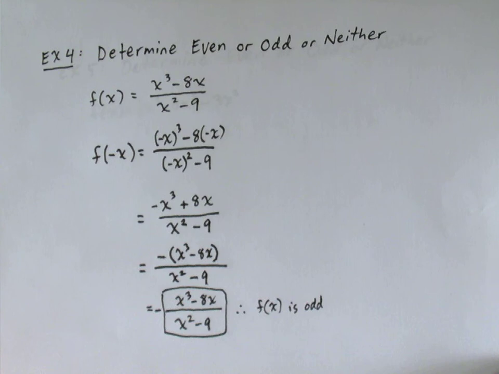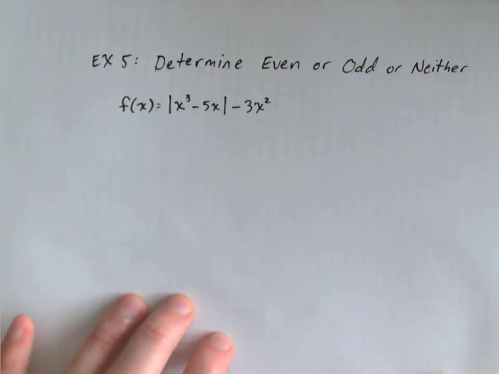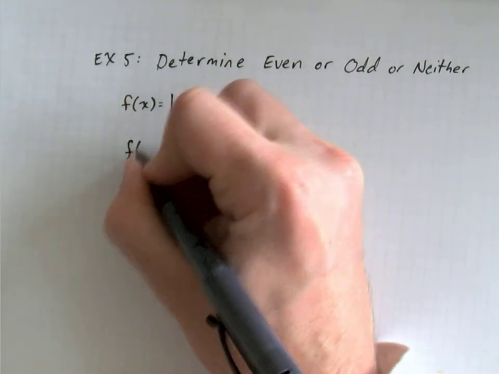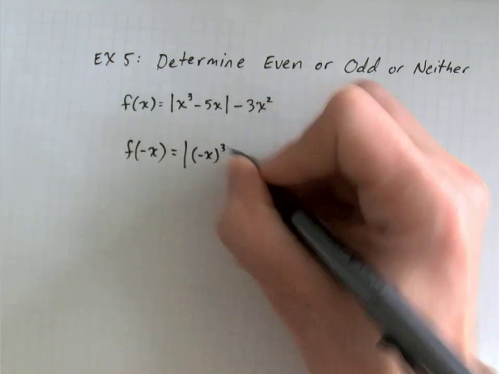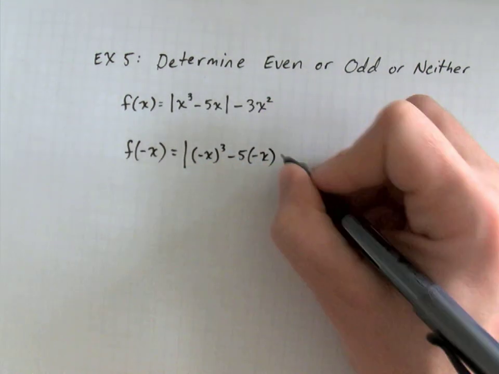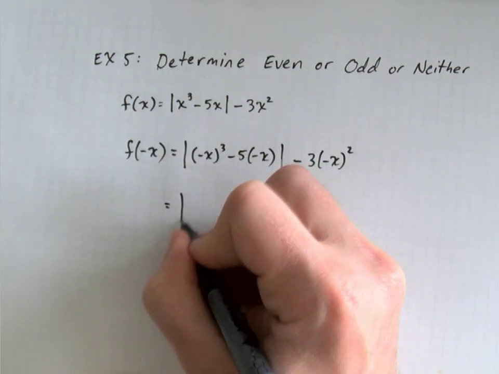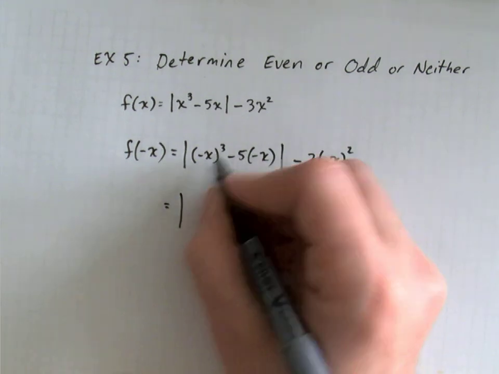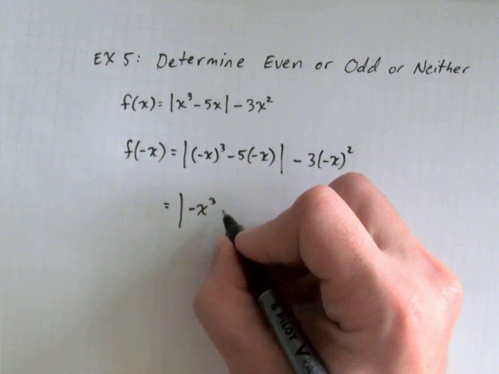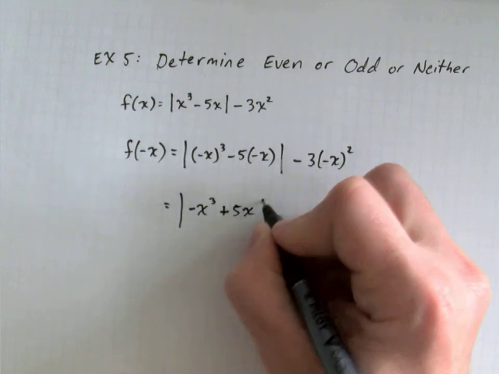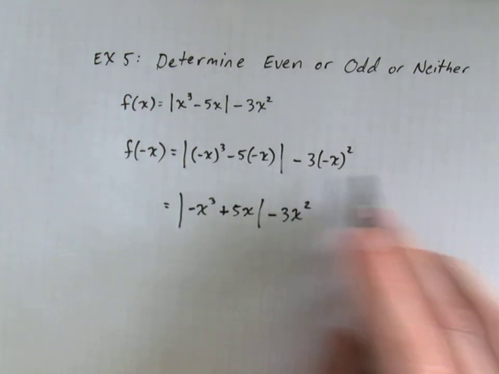Okay, one last example. Determine even, odd, or neither for this function. So we'll try the same exact test. f of negative x is going to give me the absolute value of negative x cubed minus 5 times negative x, and then minus 3 times negative x squared. And then I go through and I try to see what I can do with that. A negative being cubed, the minus will be maintained. Plus 5x, and then minus 3x squared. Because when you square a negative, it isn't maintained.